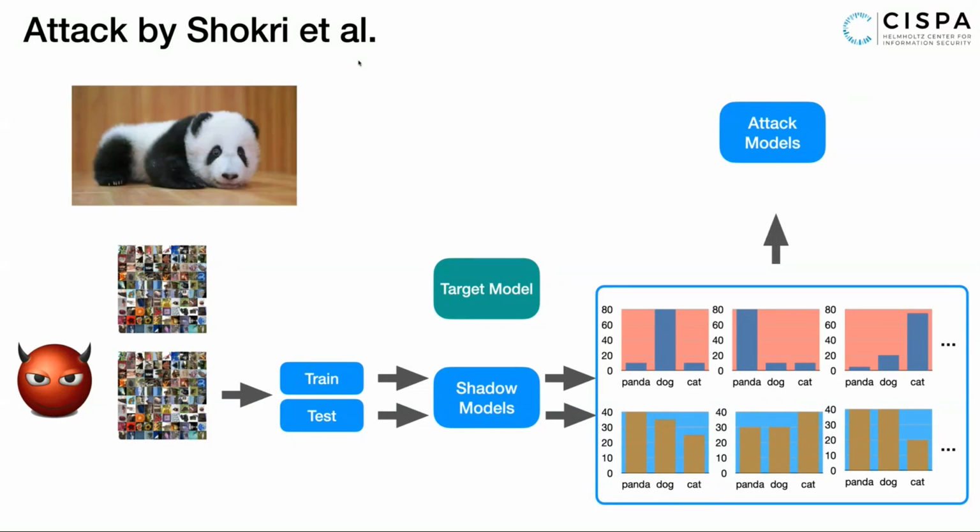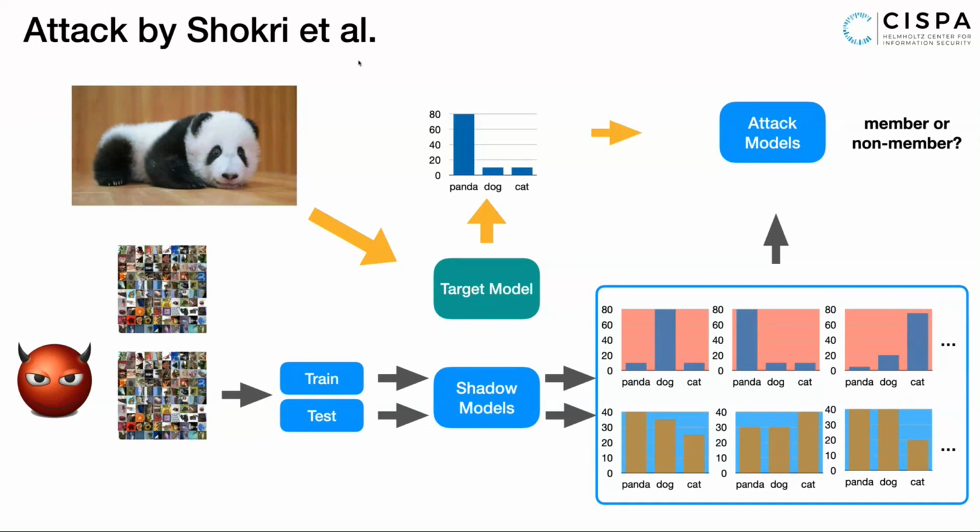Once your attack model is trained, to do your attack, your goal here is to find whether this panda image is a member of the target model. So you throw the panda image into the target model. The target model will give you the posterior, and once you have the posterior, you throw the posterior into the attack model, and the attack model will tell you whether it is a member or non-member. That is the general process for how Shokri's attack works on membership inference.